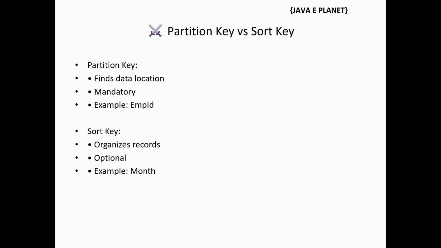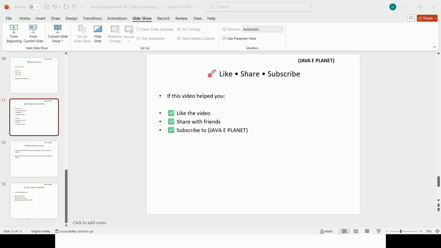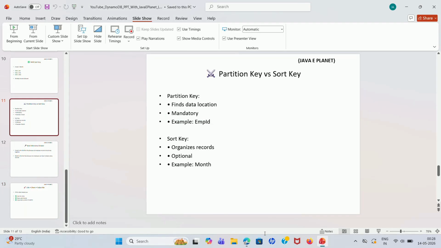See, this is partition key versus sort key. The partition key finds the data location, and this is a mandatory field. Partition key is mandatory. An example is employee ID. The sort key organizes the records, it is optional, and an example is month.